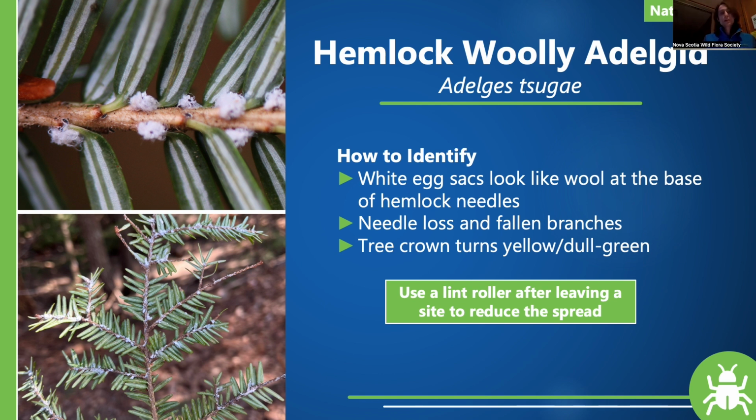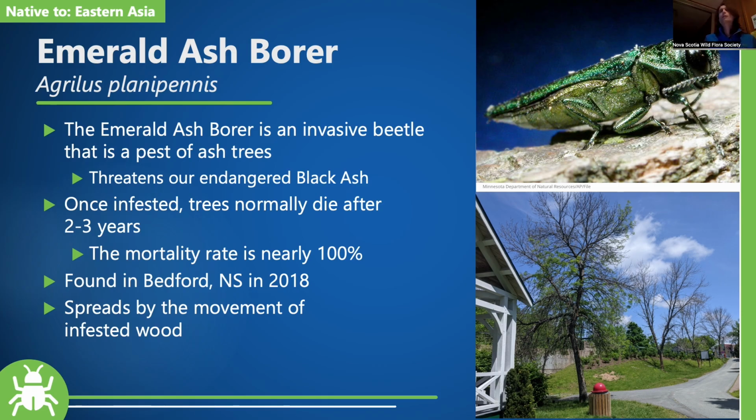Okay, so the next invasive pest in the province, another big one, is emerald ash borer. I do actually have a couple with me, so I'll hand them around. So this is an invasive beetle that's a pest of ash trees. It's very host specific and only attacks ash trees, and is a significant threat to the endangered black ash.